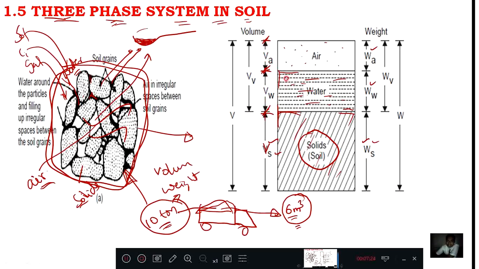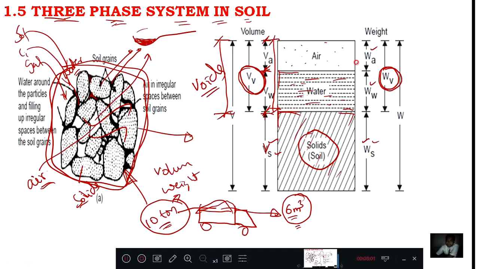In the rainy season, the entire box may be filled by water. In the summer season, the entire water may evaporate and the entire box may be completely filled by air. Therefore, this part other than solids, whatever you observe, we will call the voids in the soil. That volume we will call the volume of voids. If you measure the volume of voids in terms of weight, then we will call it the weight of voids.